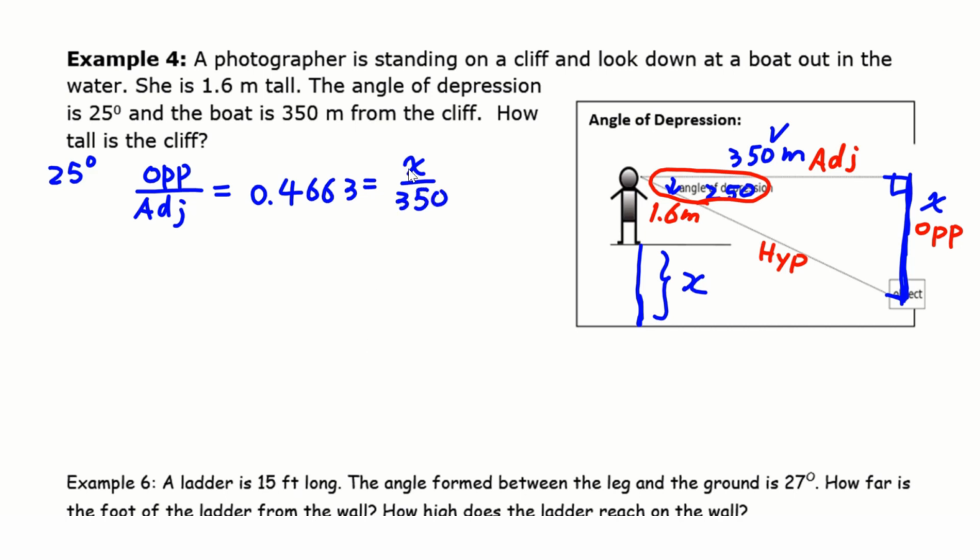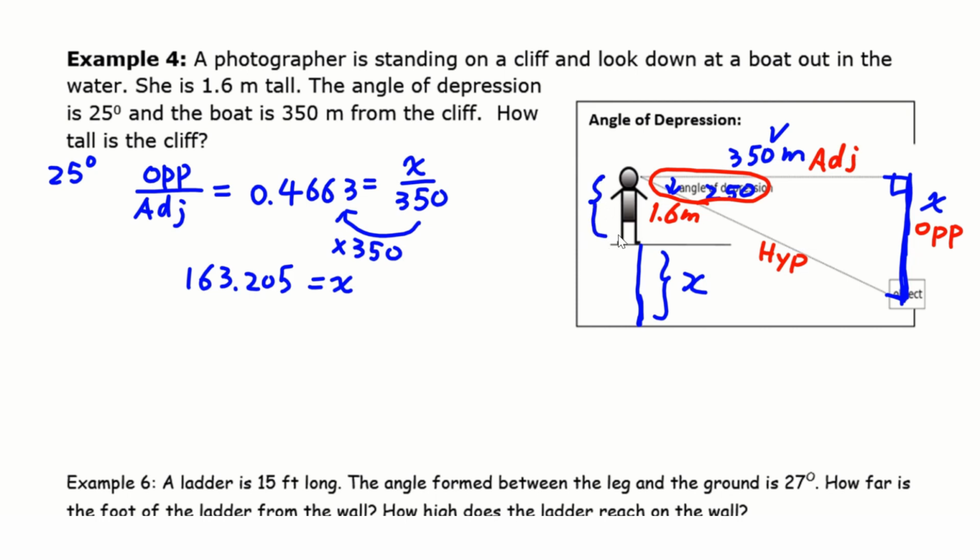Then when we want to solve for x, x is at the numerator, so we could move the 350 to the other side by doing the opposite operation. So this is division, the opposite operation will be multiplication. So we have x equals 350 times 0.4663, then we are going to have 163.205. So this is your x value.